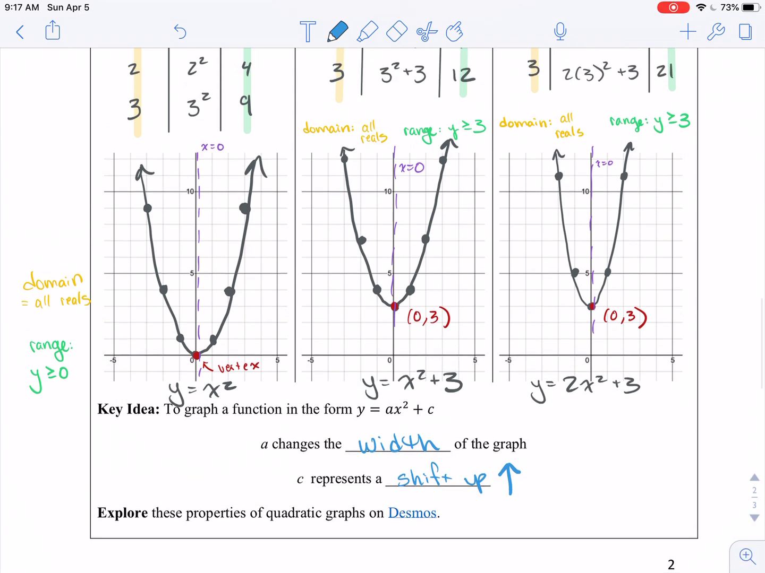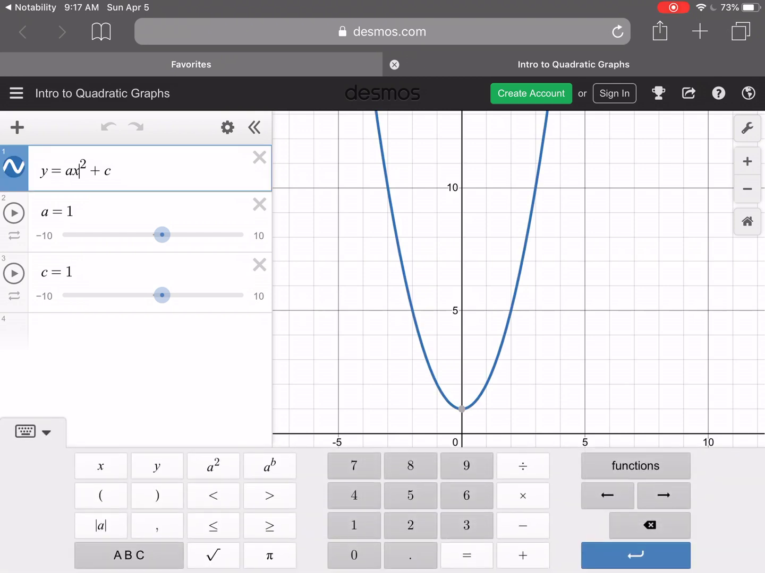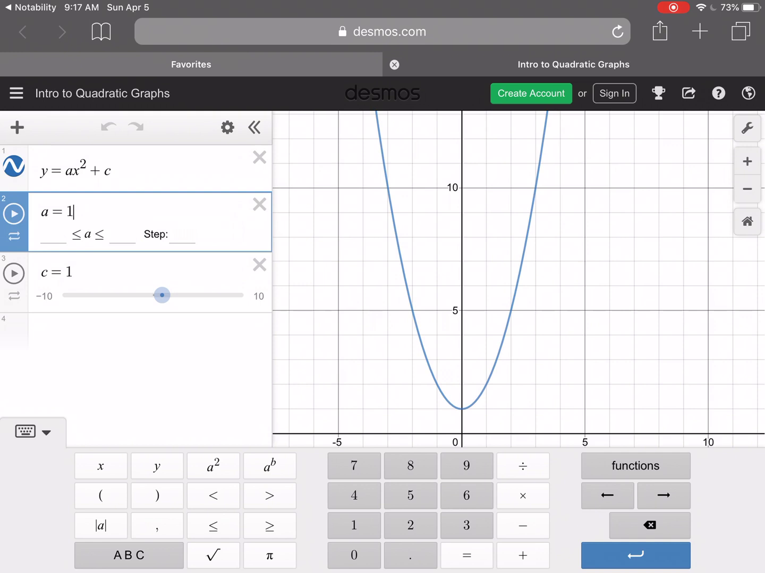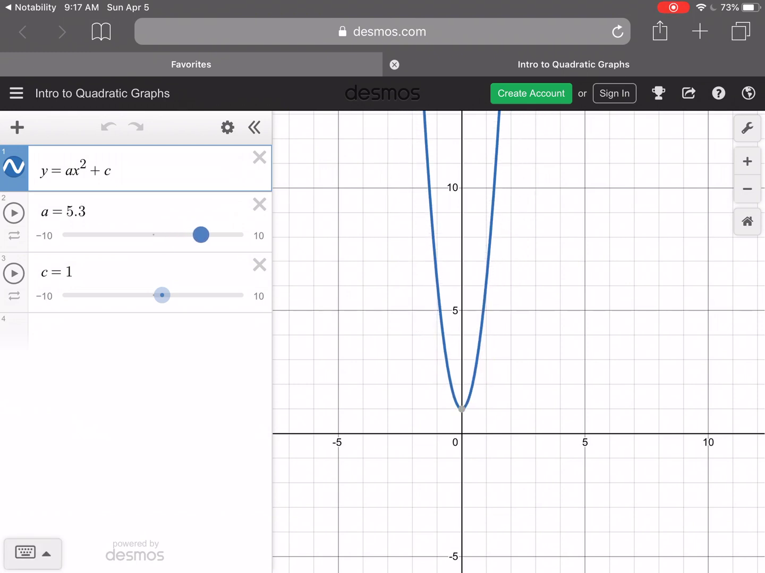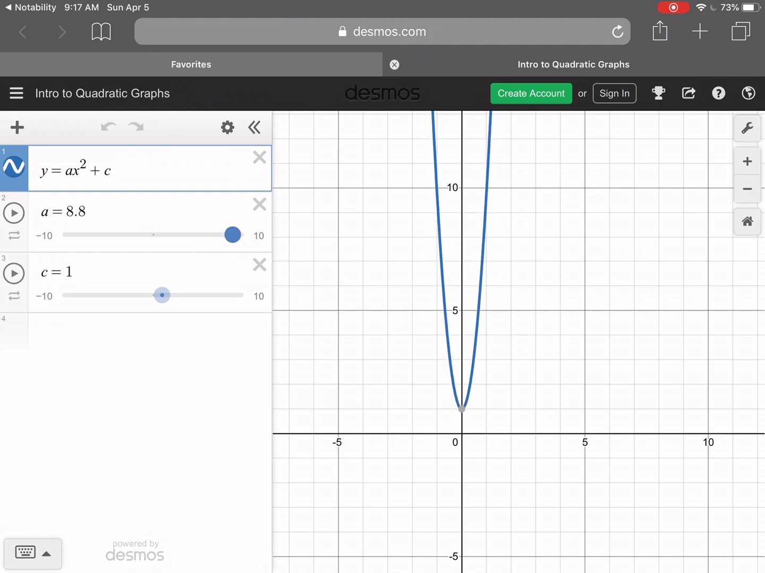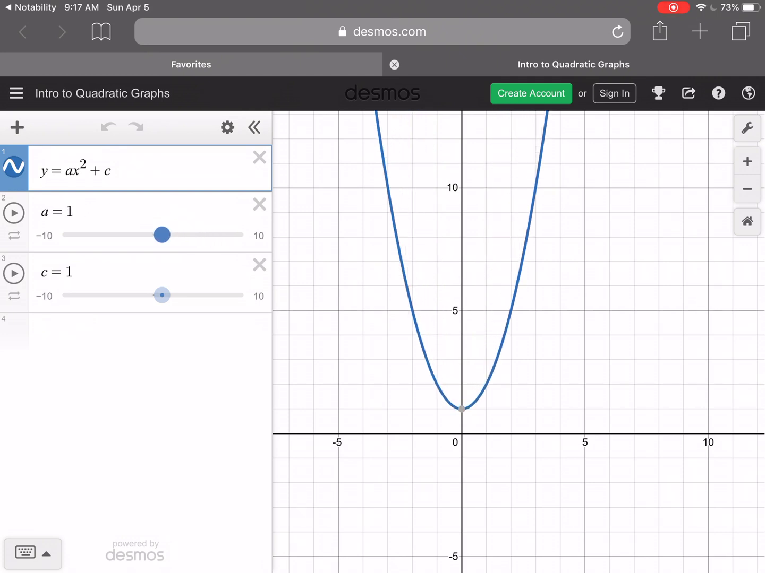You can see this happen in real time using the graphing calculator on Desmos. So here on Desmos, I have graphed for you y equals ax squared plus c. And notice what happens when I change my a. When I change a and I drag it over to make it bigger, my graph gets skinnier. Because as a gets bigger, the graph squeezes and gets skinnier. However, as a goes back down, the graph gets wider. So if a is small, the graph is wide.